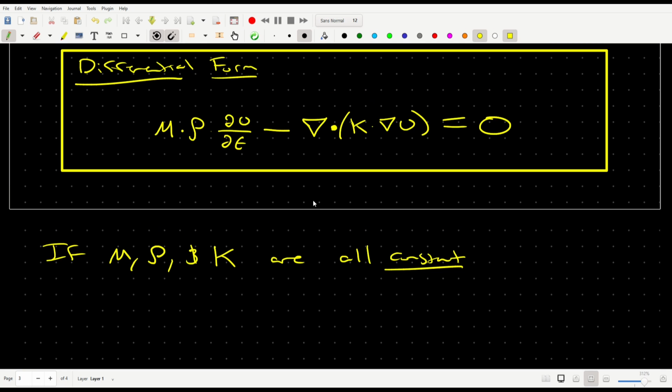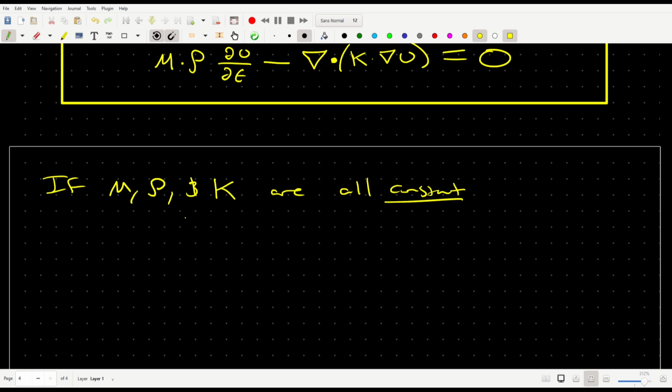We can go through and do the following. Well, first off, in general, the divergence of a function times a vector field is going to obey some form of the product rule, which we'll go into a little bit later. But if this is constant, you can very nicely show that mu times rho times du dt is the first term, and then k, the constant term, will come out of the differentiation here.